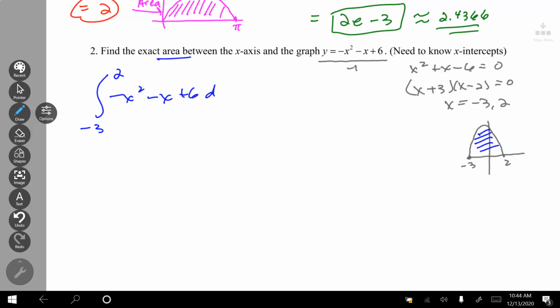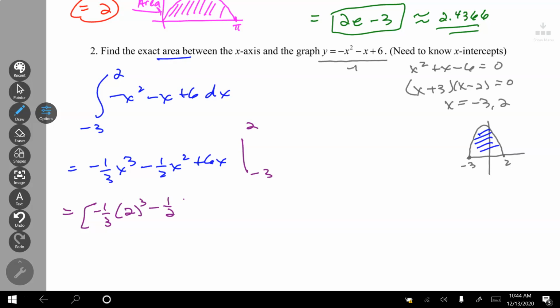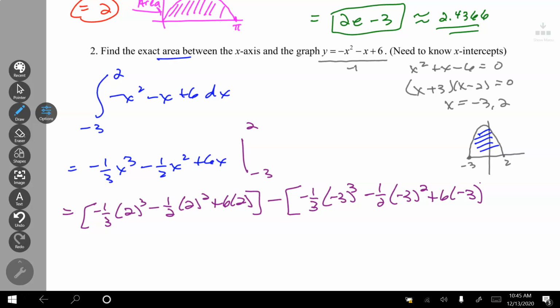and I get -1/3 x cubed minus 1/2 x squared plus 6x, evaluated from -3 and 2, and now I just plug in my upper and lower. Plug in my upper first, -1/3 times 2 cubed minus 1/2 times 2 squared plus 6 times 2, minus, now my lower, -1/3 times -3 cubed minus 1/2 times -3 squared plus 6 times -3.